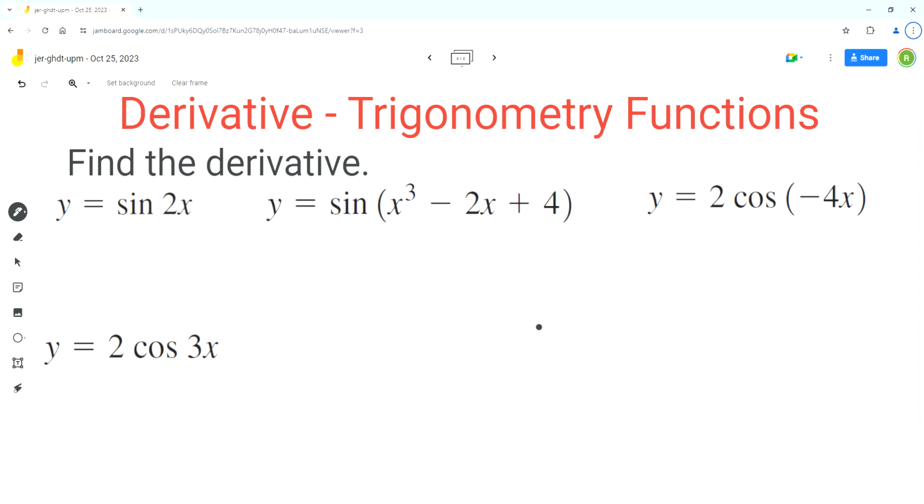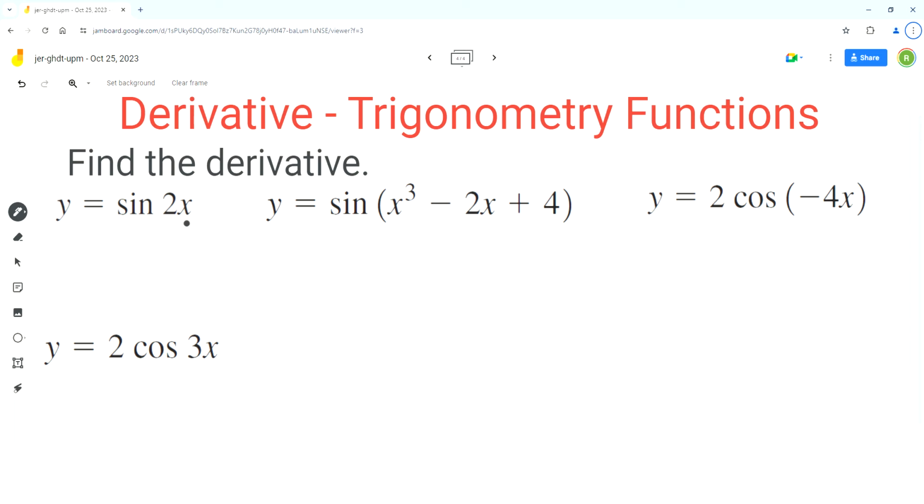So in this video, we'll solve this problem using the concepts of derivatives. As per the problem, find the derivative of these four trigonometry functions. Let's start with the first one, y equals sine 2x.